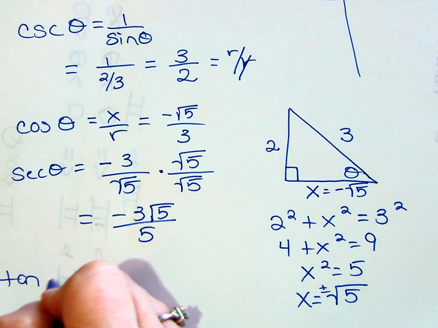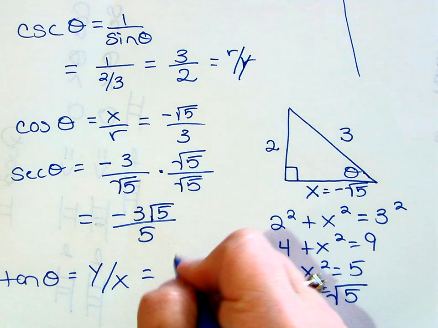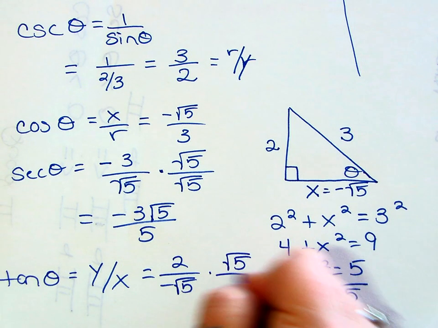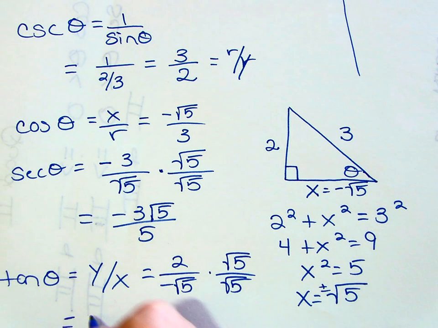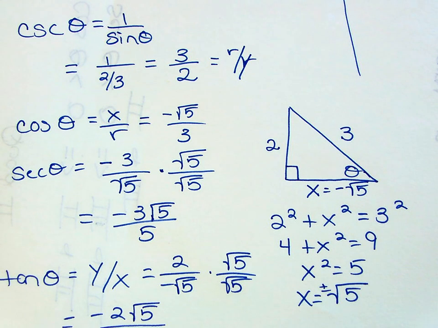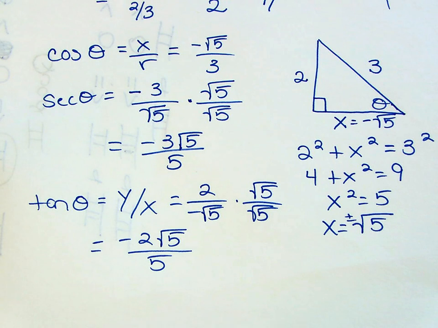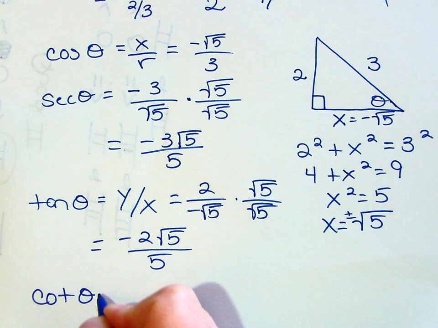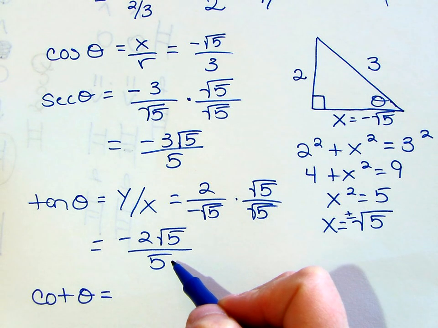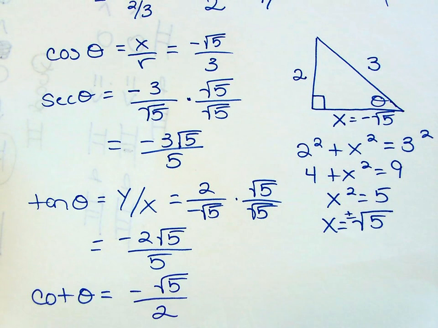Tangent theta is y over x. Oh, sorry. I'm still zoomed in. Cotangent theta, it's just the inverse of tangent, but I'm not going to invert the last simplified bit. I'm going to go up to the original, because then I don't have to rationalize the denominator twice.